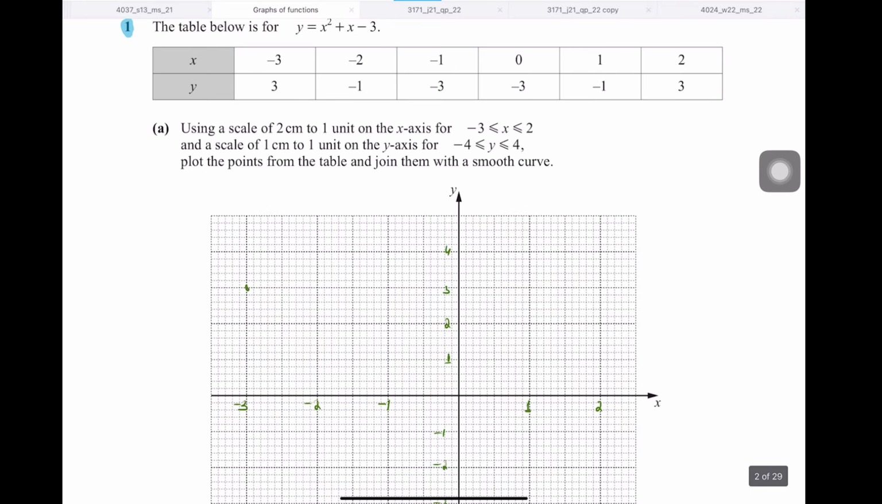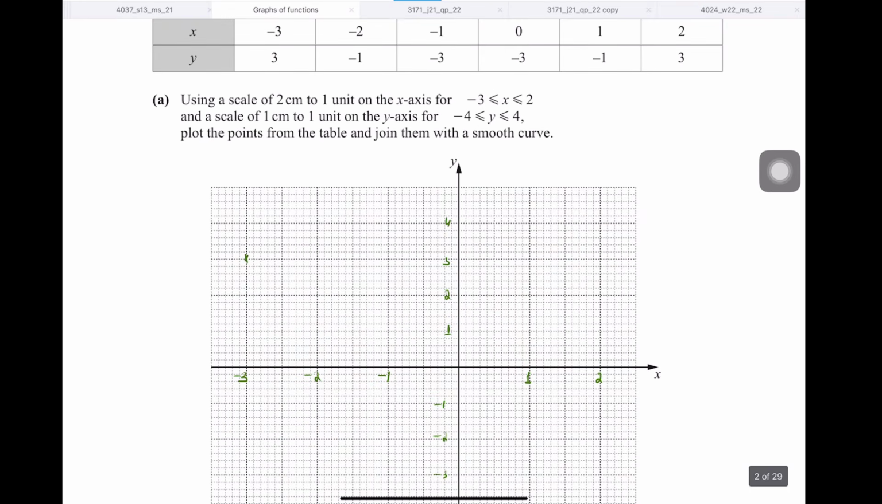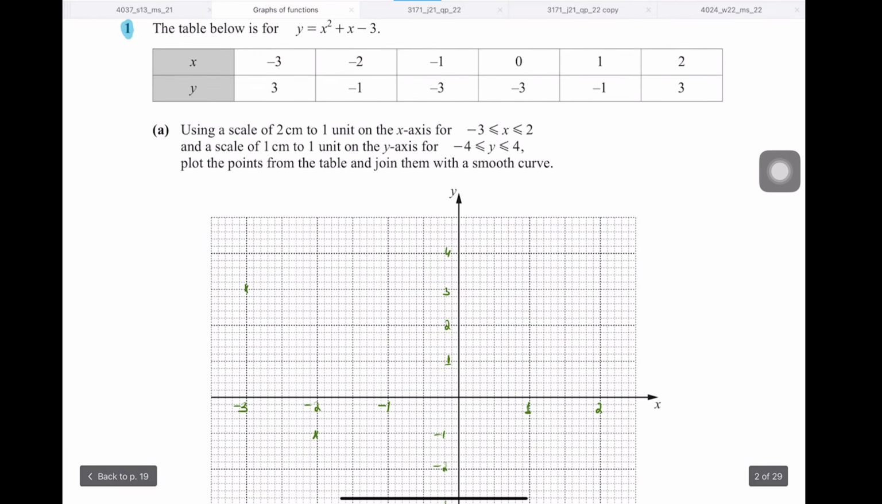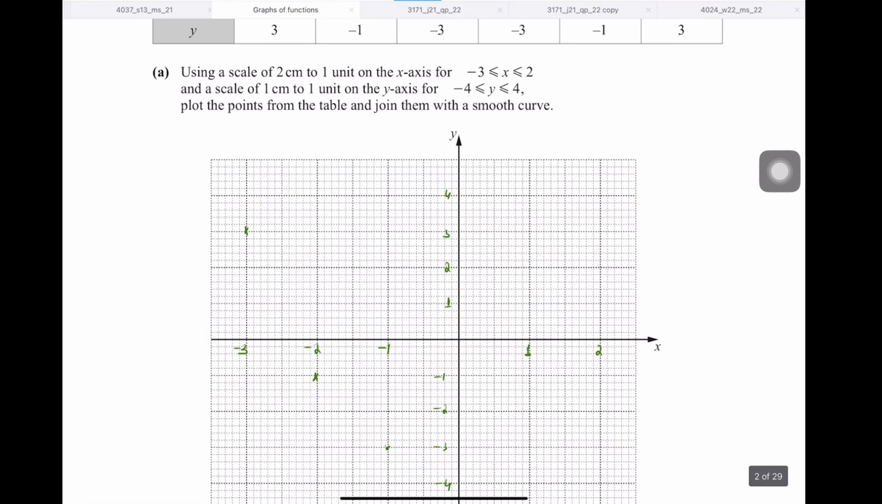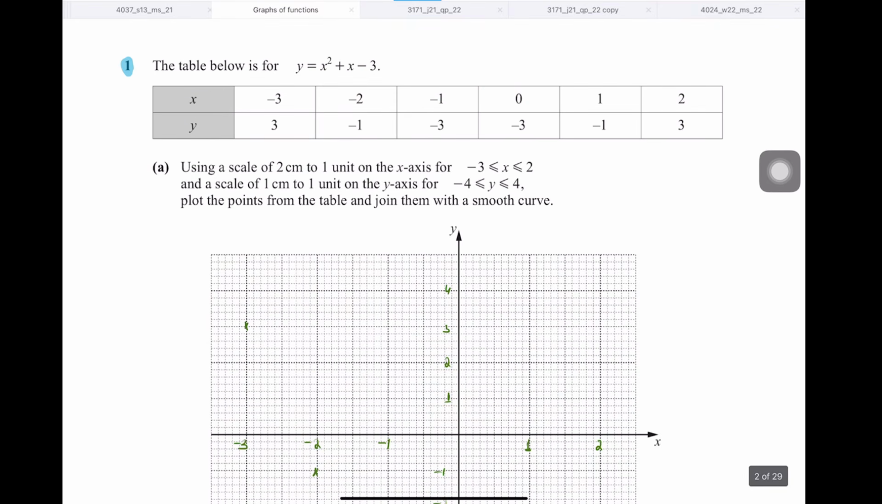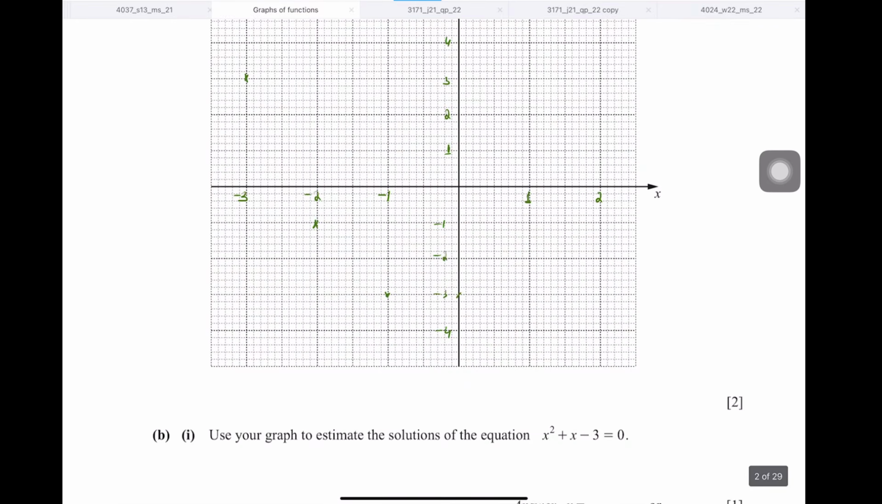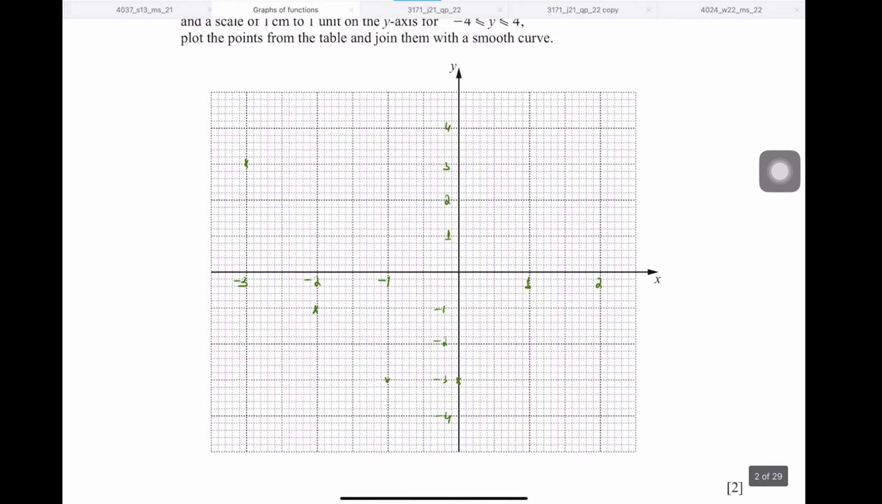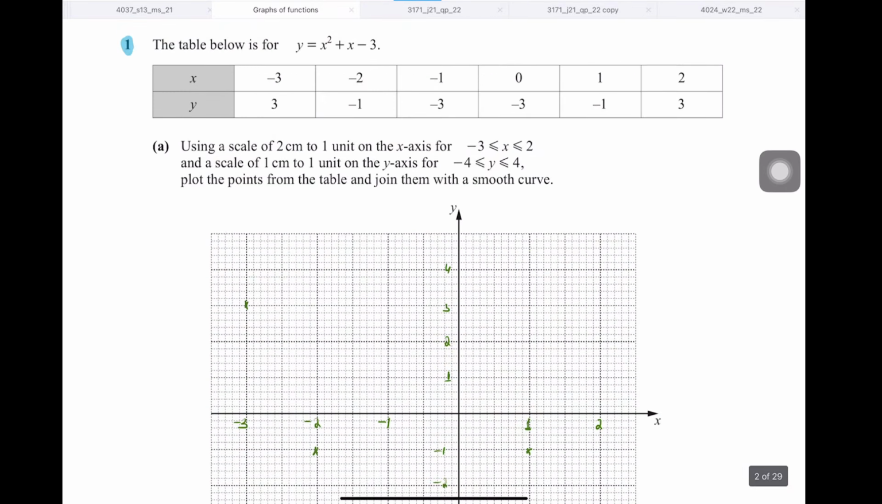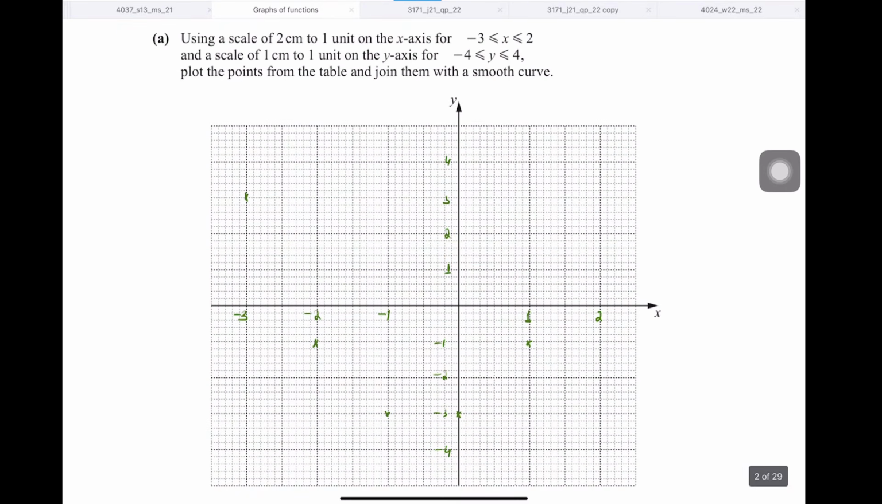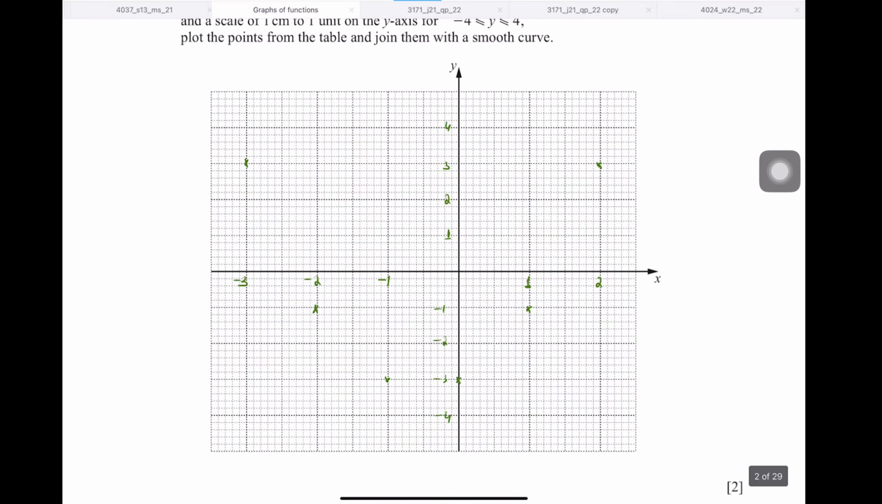So -3, 3. Let's mark the point. So here we don't have to find anything on our own. Everything's been done. -2, -1. So that's going to be over here. And then -1, -3. So that's going to be over here. And then 0, -3. So that's going to be over here. 1, -1. So that's going to be over here. And 2, 3 is going to be over here. Now, I'm glad we're solving this question.